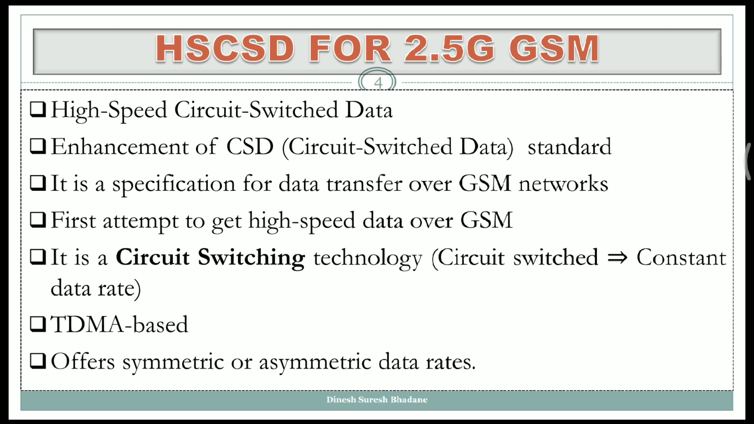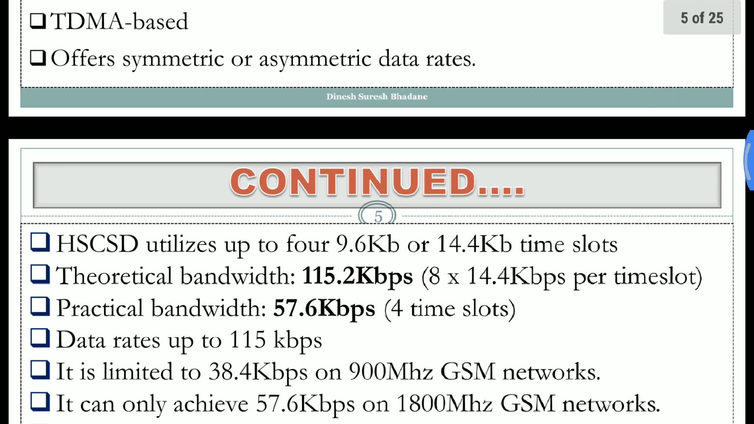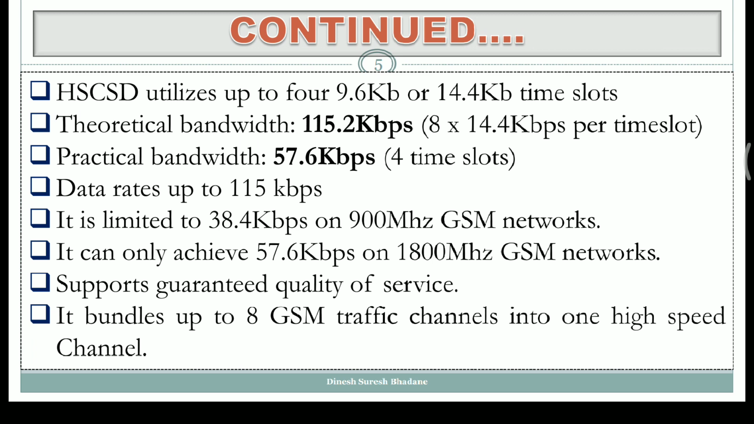as it is a circuit switching technology where circuit switched is nothing but constant data rate is achieved. In this technique, the multiple access technique used is TDMA, that is time division multiple access. It offers symmetric or asymmetric data rates. The next features are: it utilizes up to 9.6 kilobyte or 14.4 kilobyte time slots. Its theoretical bandwidth is 115.2 kbps, where 8 into 14.4 kbps per time slot is the division. Its practical bandwidth is less than its theoretical bandwidth, that is 57.6 kbps, which is 4 time slots.